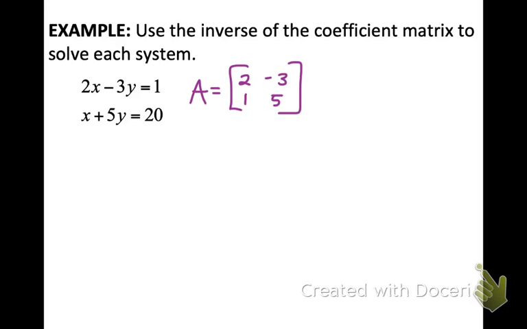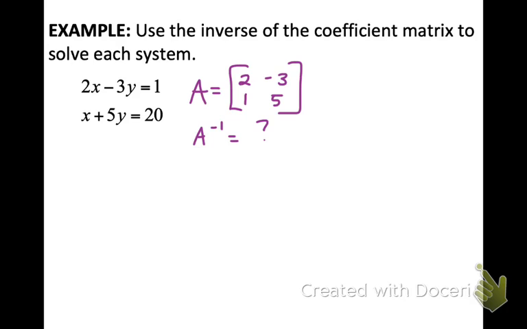If we were doing row operations, which is a different method, I would make this a bar, put 1 and then 20, and do my row operations to get 1, 0, 0, 1, and whatever was left over on the other side would be my solutions. But now we're asked to use the inverse of the coefficient matrix, so I'm going to have to find A to the negative 1. That's what we don't know.